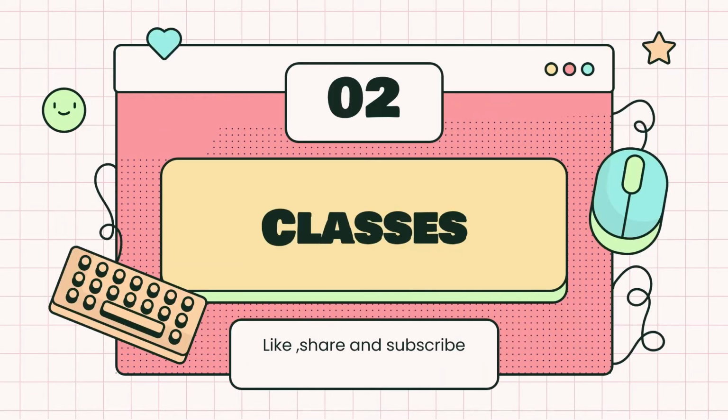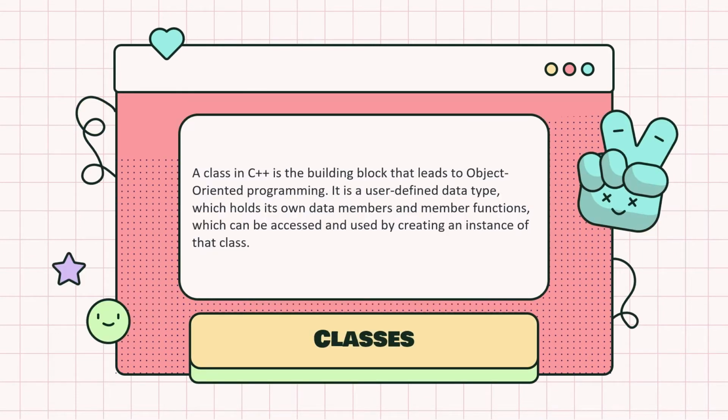We have to move on to the next. Now, what are classes? A class in C++ is a building block that leads to object-oriented programming. It is a user-defined data type. In classes, we define the data members and the member functions. All the variables declared in the class are called data members, and all the functions defined in the class are called member functions.